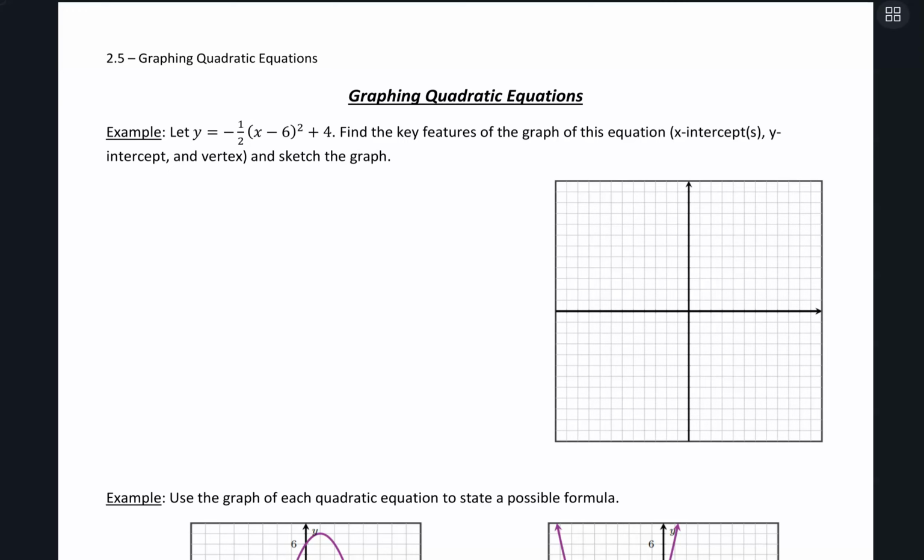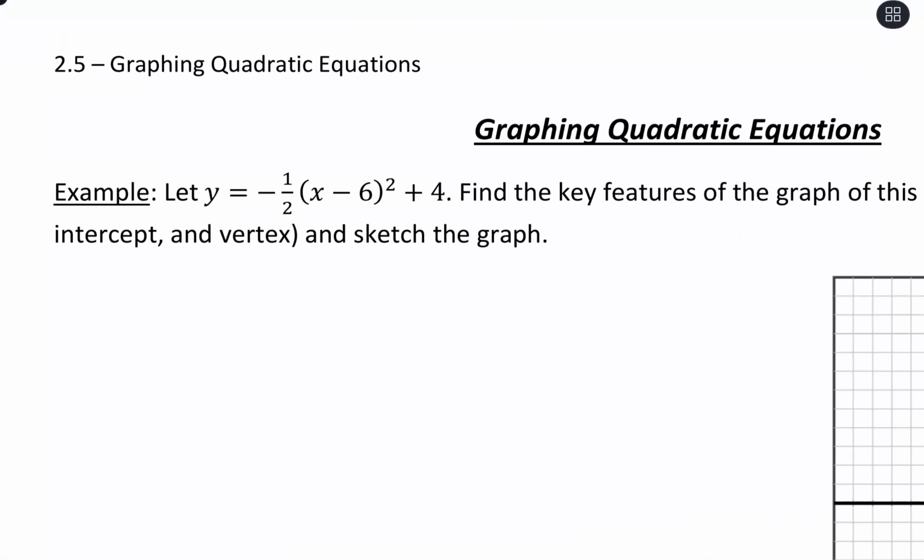So let's talk through some different methods of graphing quadratic equations and things to look for, and some tips and tricks that we can use. So we have our equation right here: y equals -1/2 times (x minus 6) squared plus 4. What we could do is go through and get our key features here. Something I'm going to notice is that a is -1/2. So with that, I already know we're opening downward.